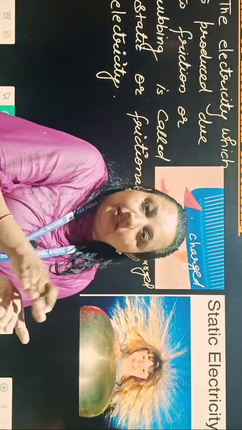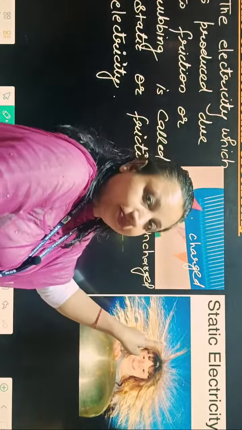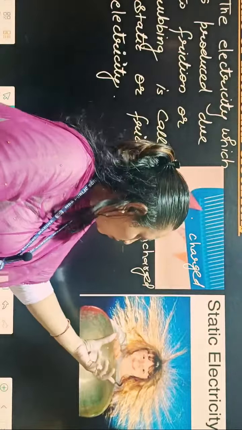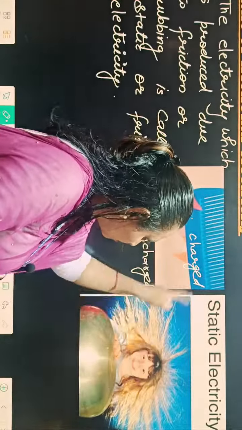So as she touches, human body is also a conductor. So all the charge transfers to that girl from this metallic sphere. So you see the hairs. Okay? So this is also due to static electricity. Static electricity is also known as frictional electricity.